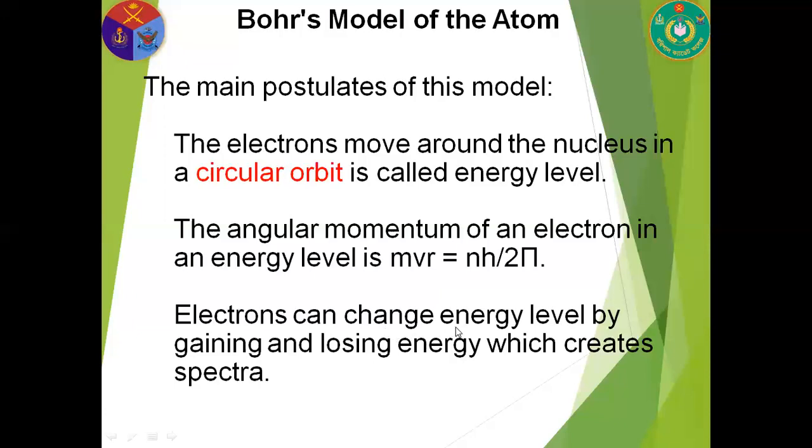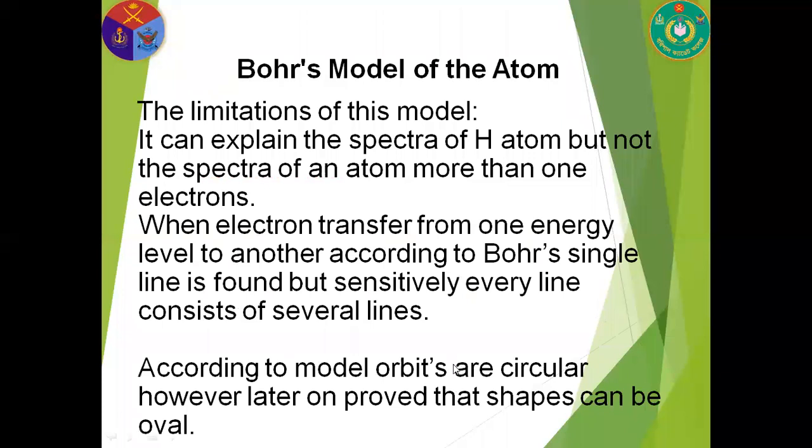Electrons can change their position or energy level by absorbing or emitting energy. If it absorbs, it goes towards a higher energy level. If it releases energy, it goes back to its original energy level. But it has some limitations also.